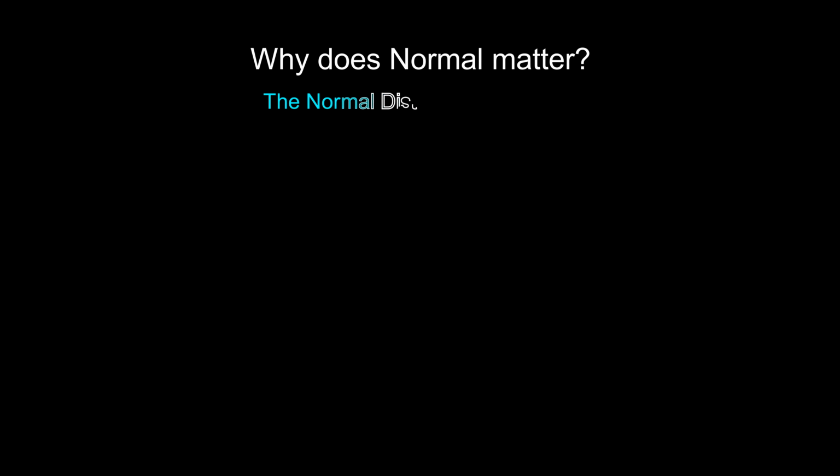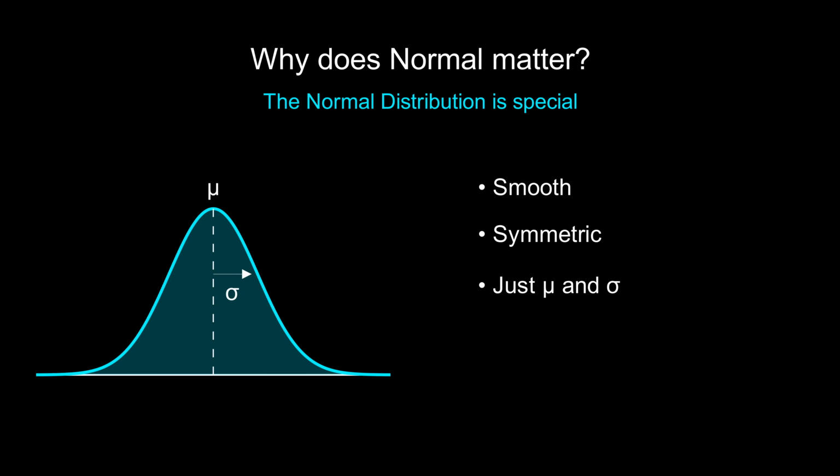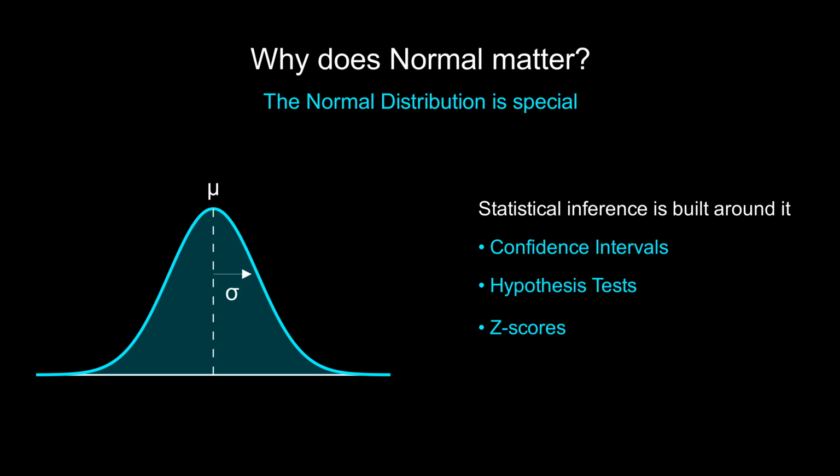The normal distribution is special because it is mathematically well behaved. It's smooth, symmetric, fully described by just a mean and a spread. It's a bit like how linear models are easier to analyze than complicated nonlinear ones. Not the only thing you can use, but incredibly powerful and flexible. And most of the core tools of statistical inference, test statistics, and confidence intervals are built around normal behavior. We'll explore those properly later in this series.